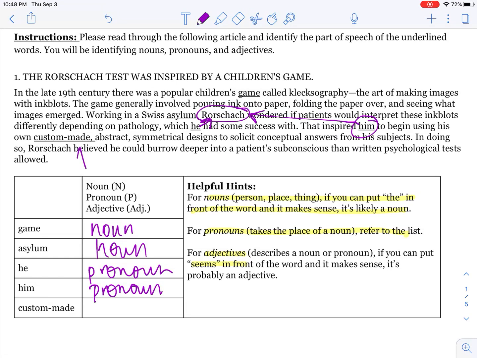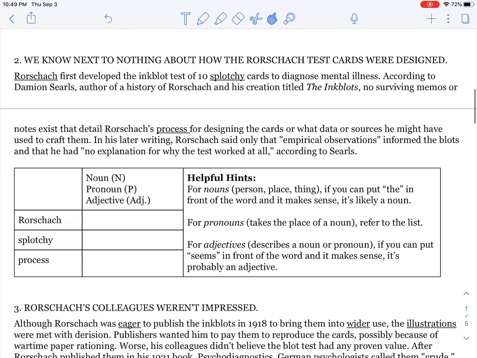Okay, custom made. So we've got this word right here. If we go to custom made, it's not on the pronoun list. That seems custom made. Yeah, it's a describing word. It's actually describing designs. What kind of designs? Custom made designs. So that's an adjective. All right, moving on down.